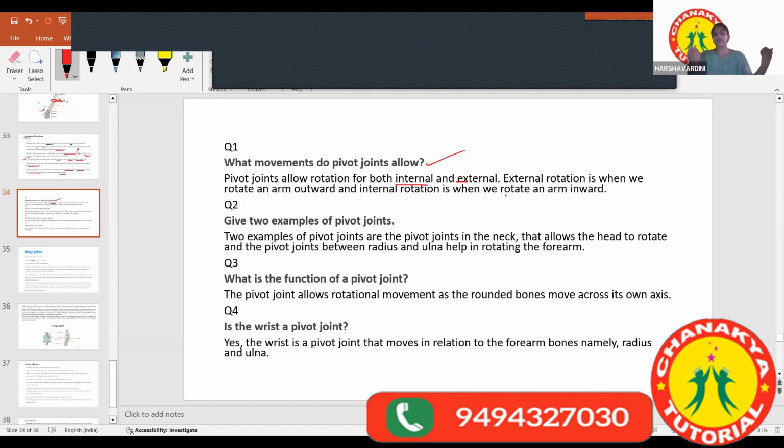So remember the key points. Give two examples of pivot joints. The examples of pivot joints are the neck joints, very important, atlas and axis, which allow the head to rotate, and the pivot joint between radius and ulna.